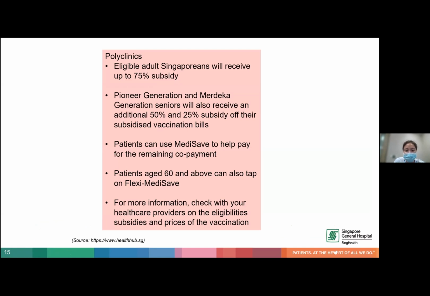So most of the vaccinations are actually subsidized by the government if you are a Singapore citizen. And the Pioneer generation and the Merdeka generation usually have additional subsidy by the government. And you can also use MediSave to co-pay. And patients above 60 can also tap on their Flexi-MediSave. So all this advice is usually given at the polyclinic by the nurse or at the counter when you are ready for payment. Okay, so anything that you are unsure of, when you see the doctor or the nurses in the polyclinic, they can advise you, okay?